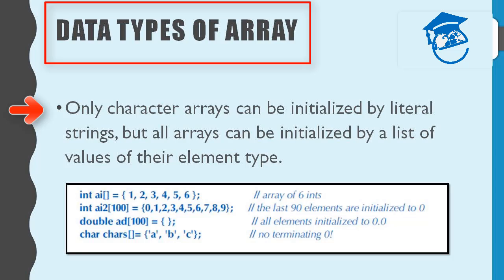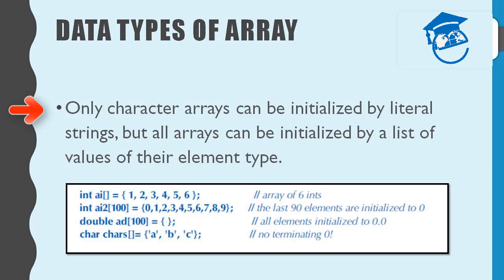be initialized by a list of values of their element type. For example, take a look at the 4 code lines. In the first code line, it's an array of 6 ints. Note that the number of elements of the array AI is 6 and nothing else. In the second code line, the last 90 elements are initialized to the value 0. That is because the first 10 values are mentioned in the initializer list, but not the last 90 elements. Therefore, for the last 90 elements, it will get the default value 0.